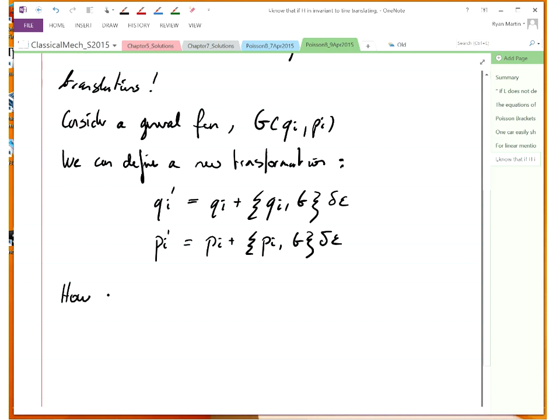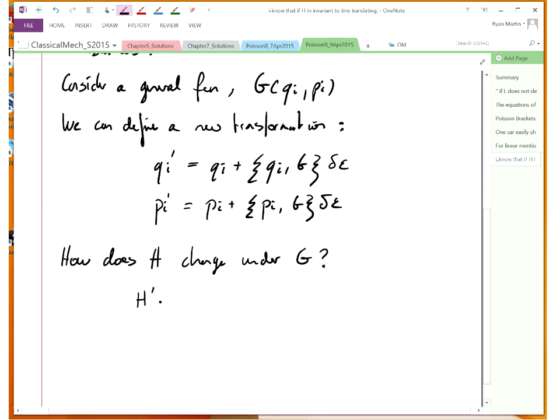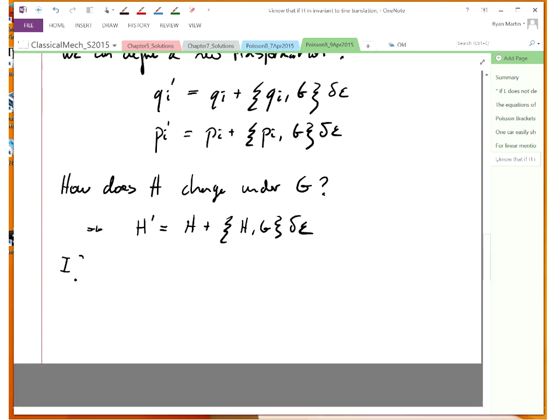Now, we can ask ourselves, how does H change under G? We can also ask ourselves, well, what is H prime if it's given by H plus the Poisson bracket of H and G? So that's how H changes.